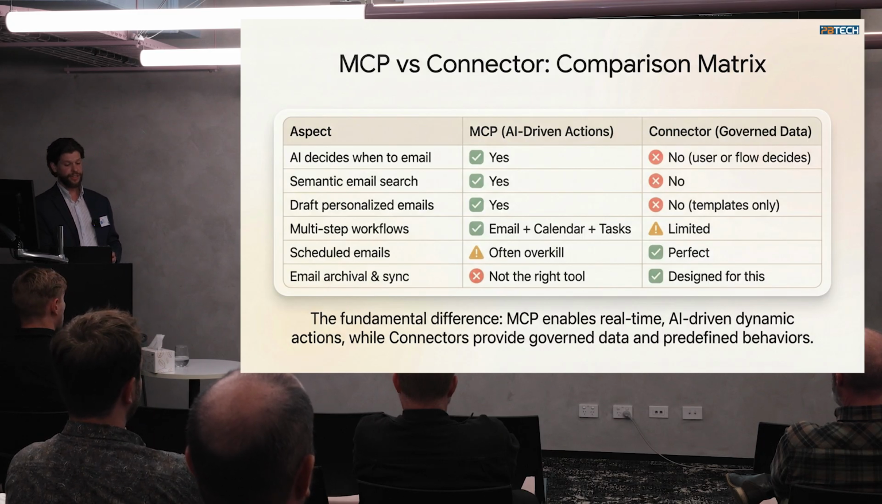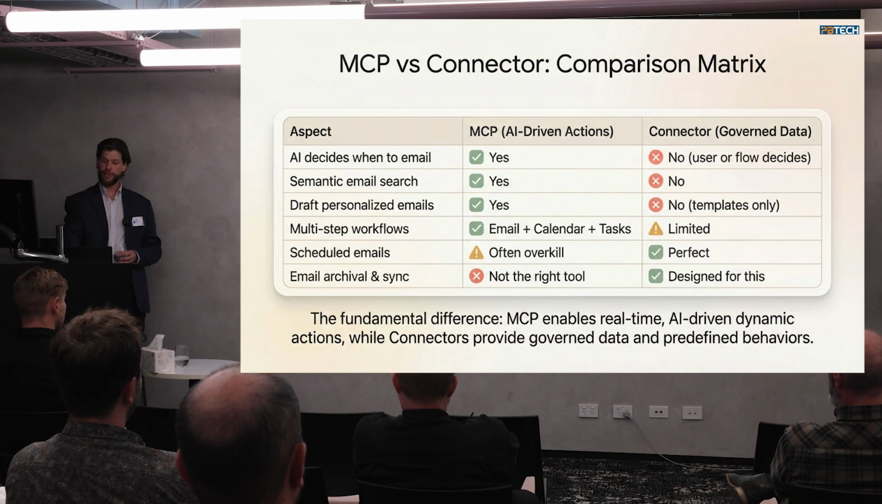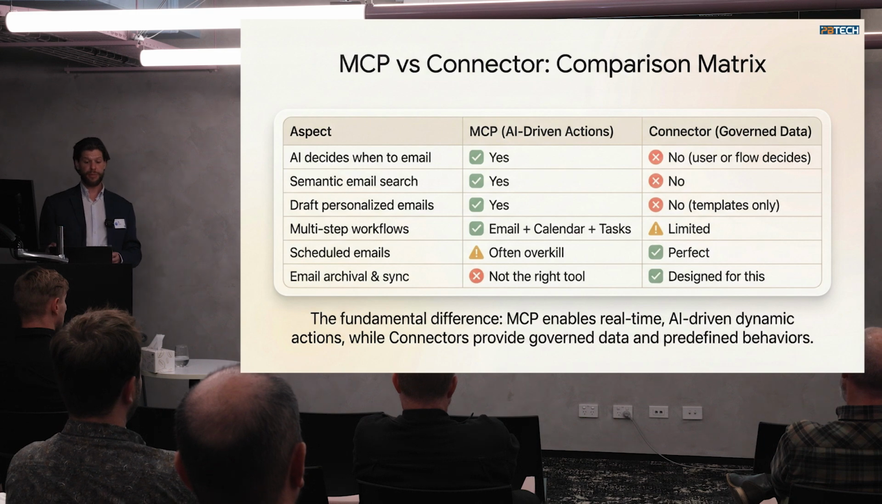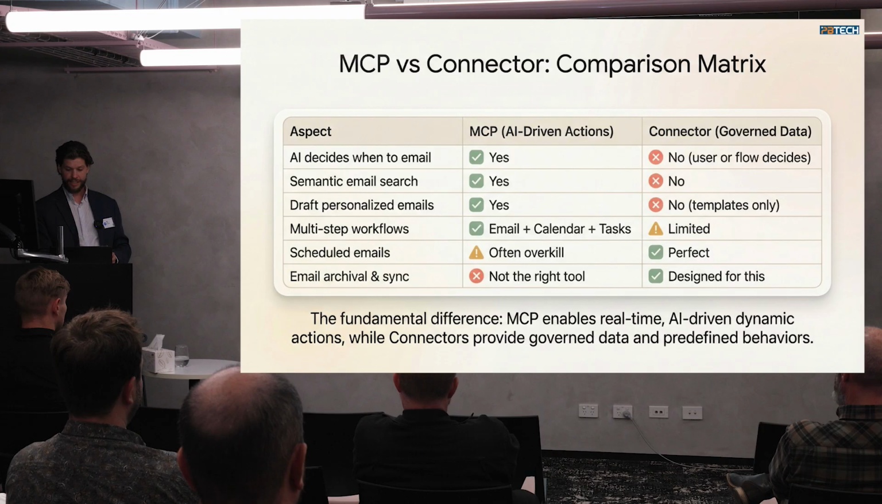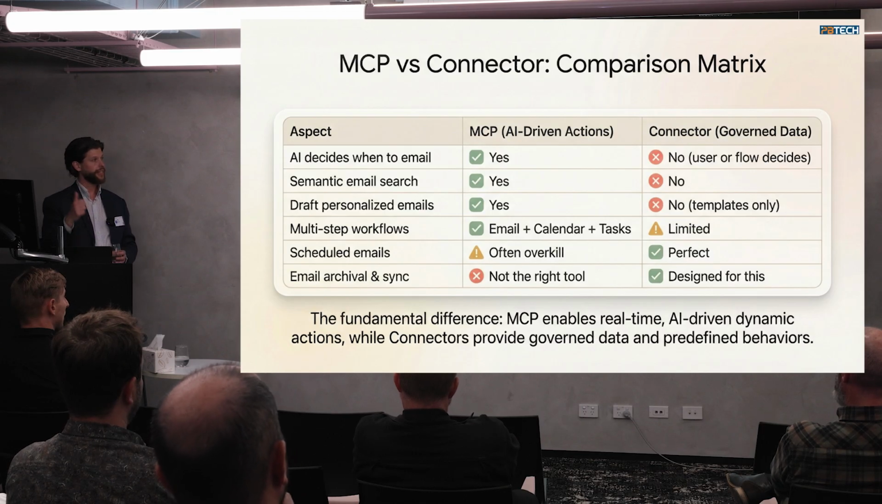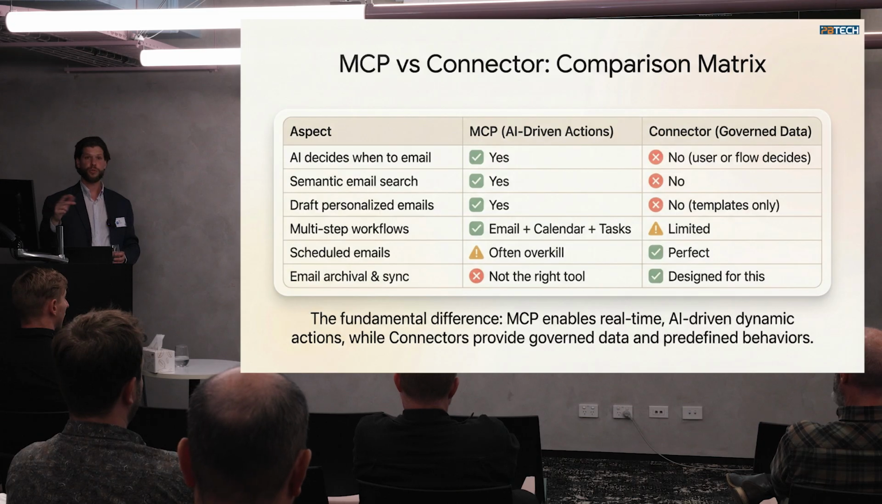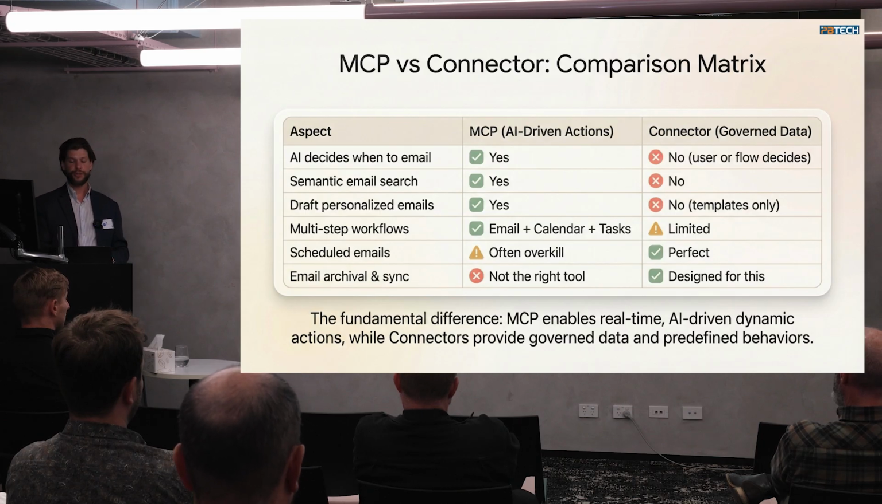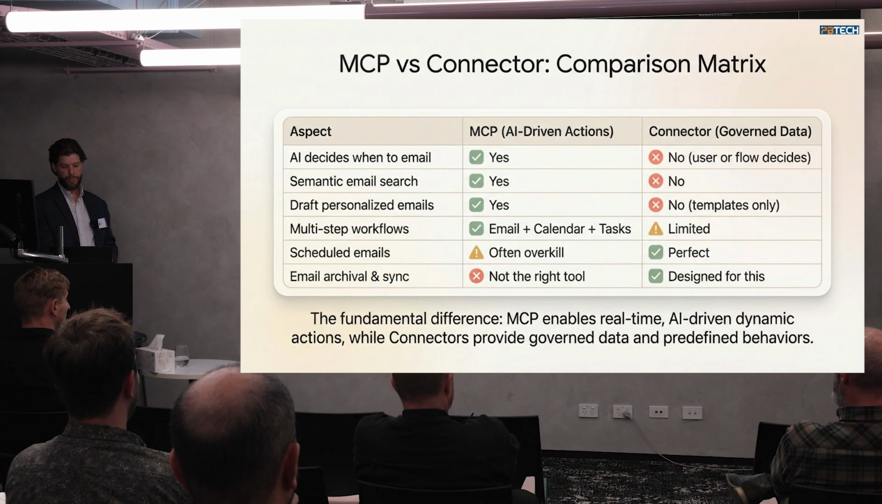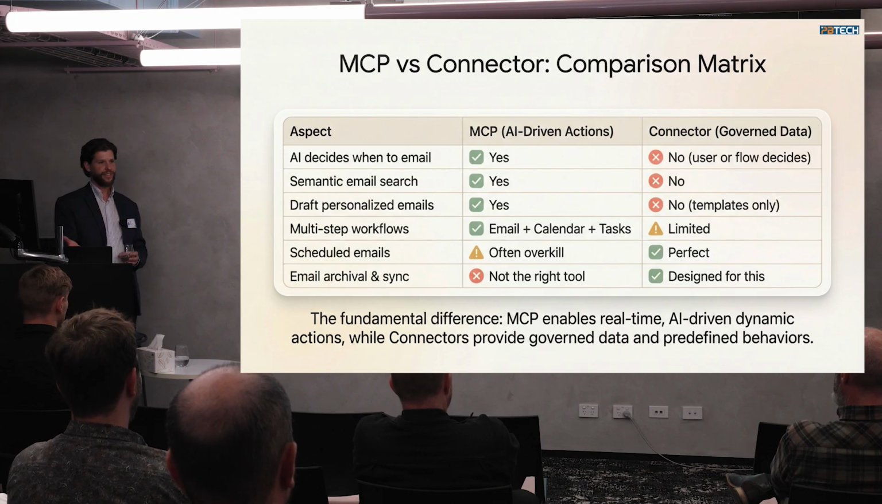Email search, yes, we know that the MCP can do semantic search, and we also know that the connector is very predetermined. The MCP can draft our personalized emails, yes. The connector is pretty much limited to templates only. Multi-step workflows, so as we saw on our previous slide, MCP can interface with email, calendar, tasks all in one setup versus your connector, which is very limited. Scheduled emails, as we saw on the last slide, is probably overkill for an MCP server.